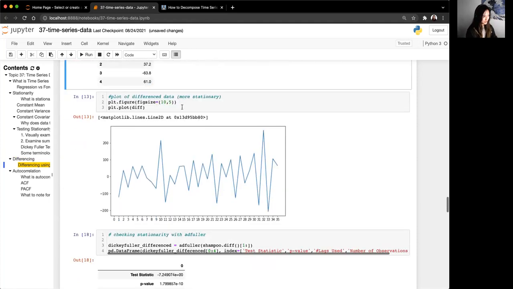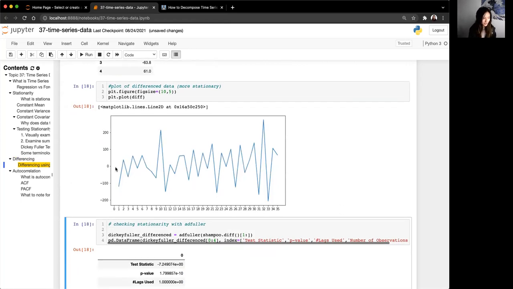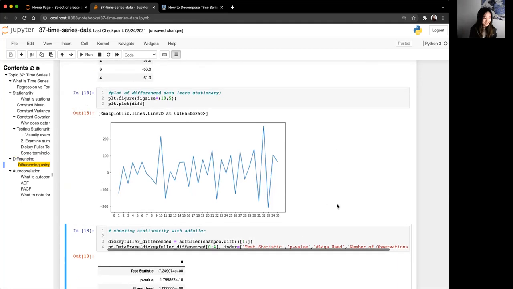But this is already here for you. If we were to plot this differenced data, you can see that we have pretty much removed this upward trend. So here we pretty much have a flatter time series. Any questions here?